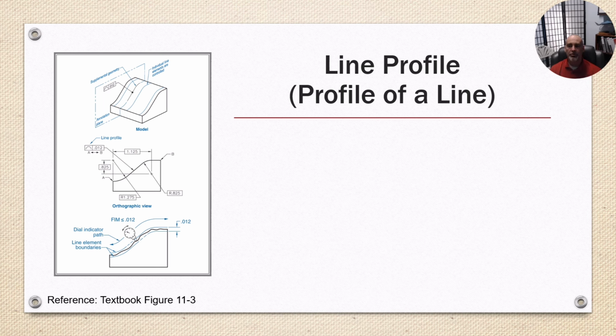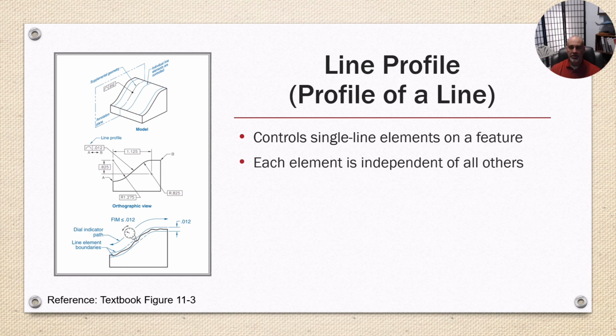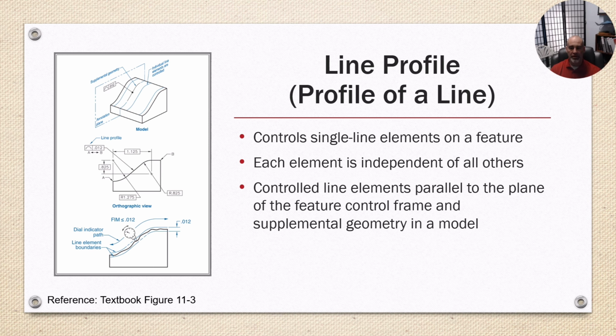Okay, line profile, or what used to be called profile of a line. It controls a single line element on a feature. Each element is independent from all others, and the controlled line elements are parallel to the plane of the control frame and supplemental geometry in a model. So think of the hull of a boat, supported by ribs that are cross sections along a surface. Profile line would be the perimeter of one of those ribs, just in one section.